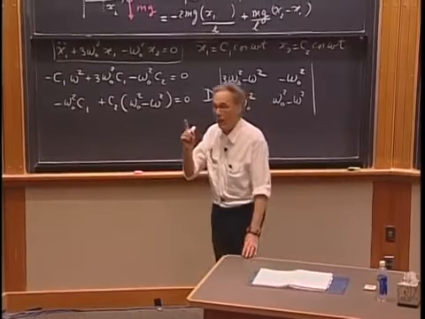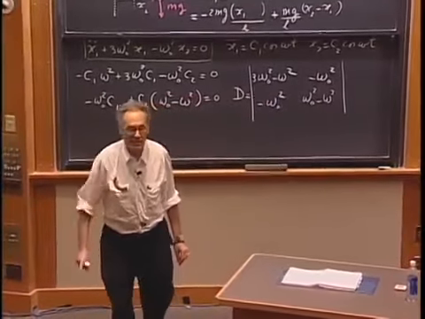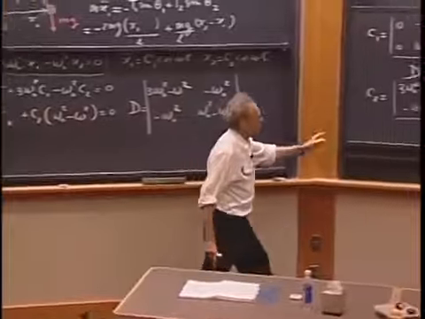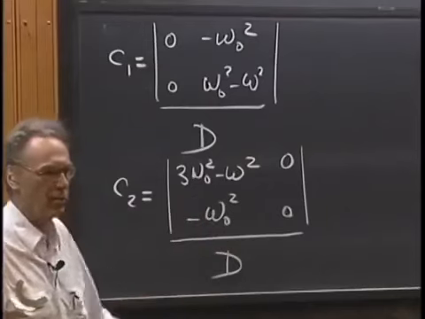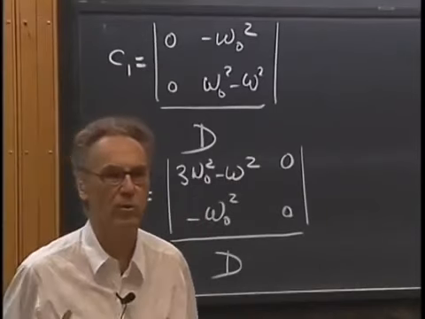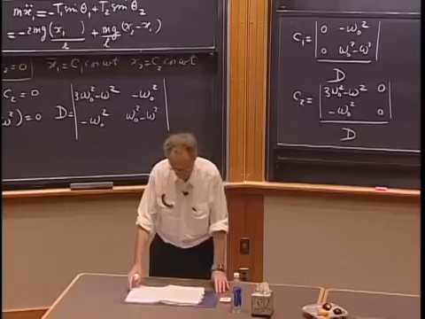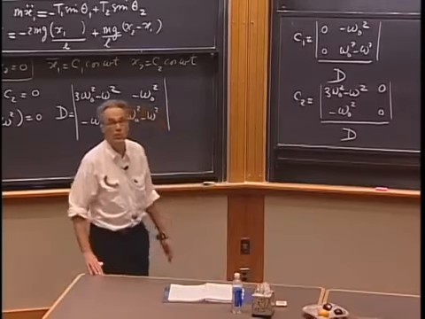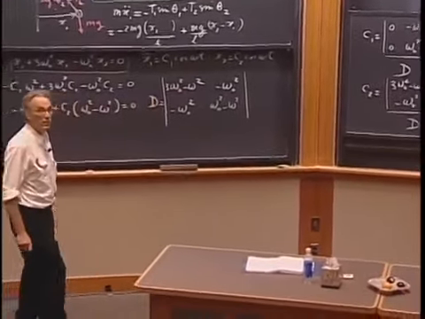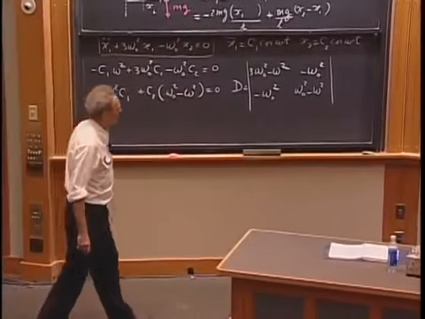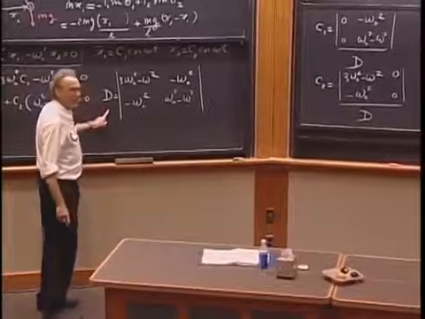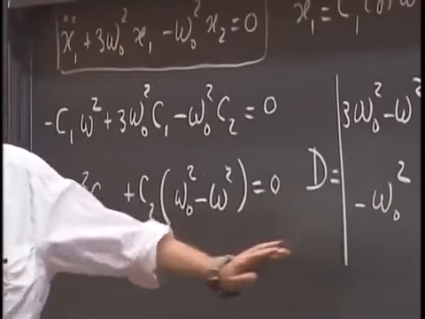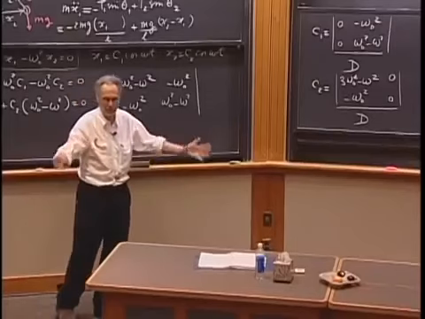And the only way that we can avoid that is to demand that D becomes 0. Because now you get 0 divided by 0, and that's a whole different story. That's not necessarily 0. And that then is the idea behind getting the solutions for the normal mode frequencies. So we must demand, in this case, that this becomes 0. Otherwise, you get trivial solutions which are of no interest.